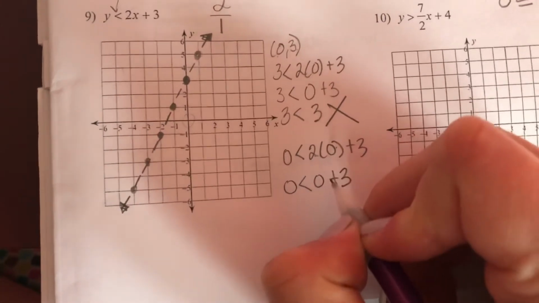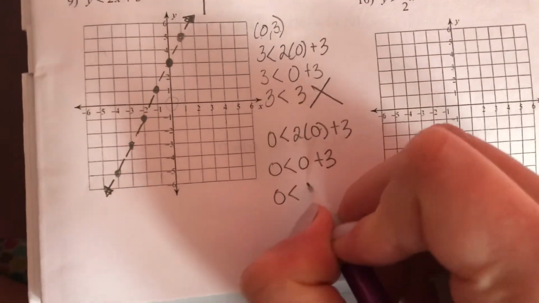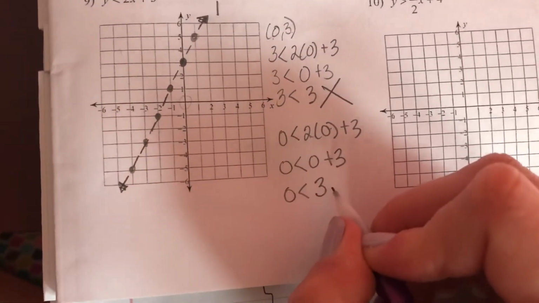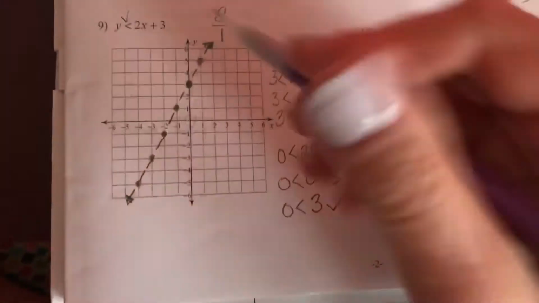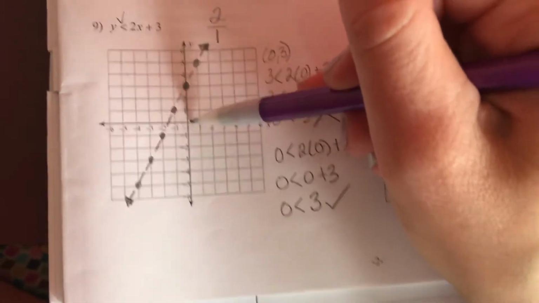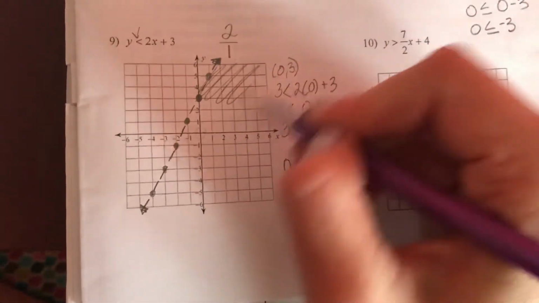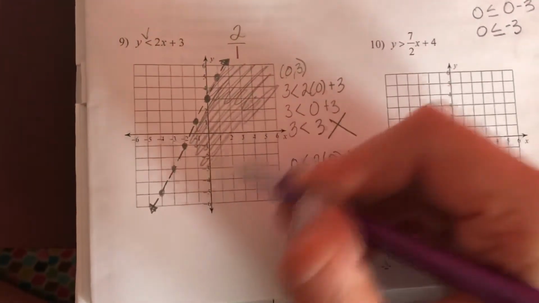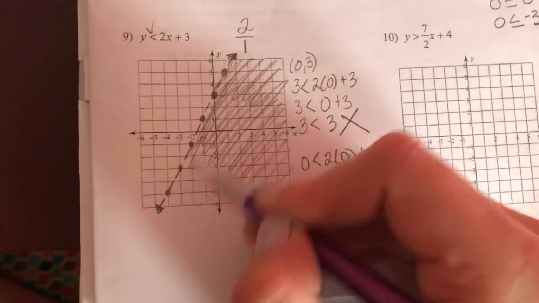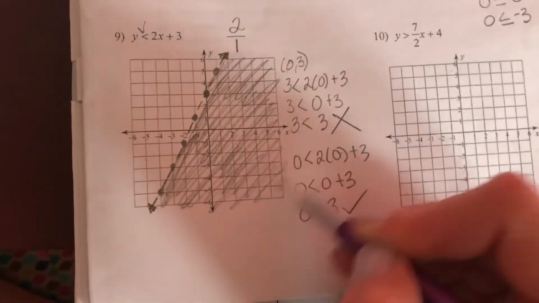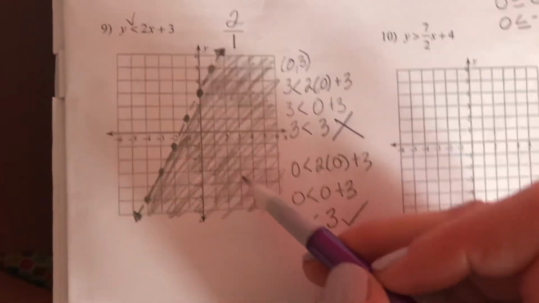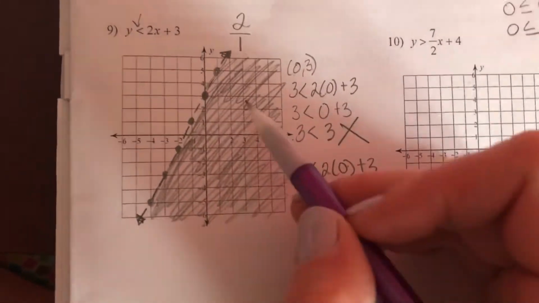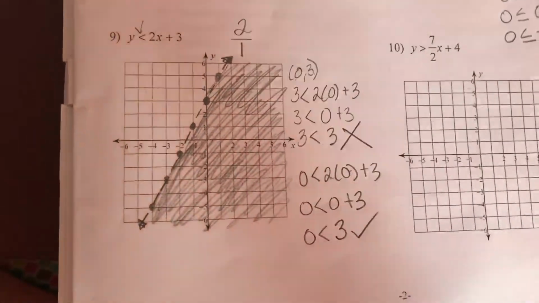So 2 times 0 is 0, and then 0 is less than 3. 0 is less than 3. That is true. We got a true statement. So that means 0, 0 is a solution. So I would need to shade in everything on that side of the line, representing the solution set. I could pick any point on this side of my line, and it would give me a true inequality statement. It is a solution because it makes a true statement.